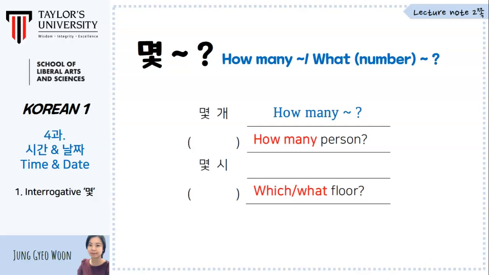The next is about people. How many persons? The question is 몇 명. Because of the nasal sound in the initial consonant of 명, the ending consonant of 몇 is slightly softer, so the pronunciation will be 몇 명, not 몇 명, it will be 몇 명.